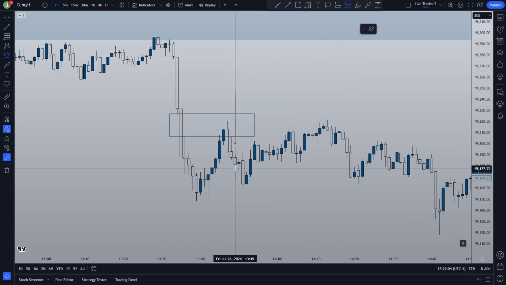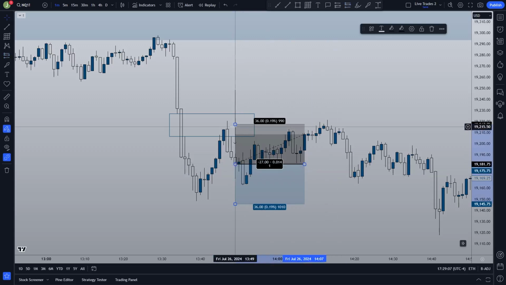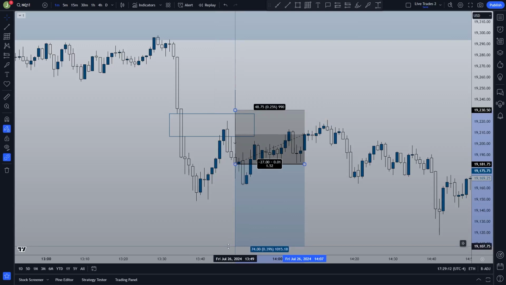We're going to go ahead and load up our short position. We're going to place it at the close of this candle. We'll place our stop loss above the point of interest, and we'll target a 1.5 for the take profit.